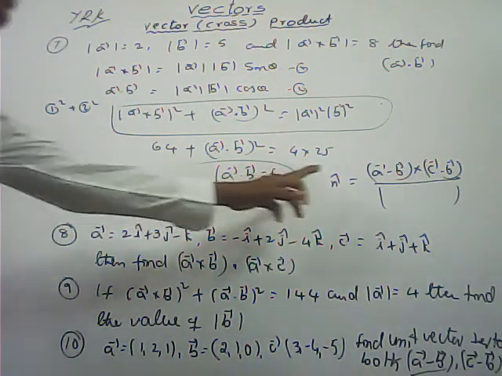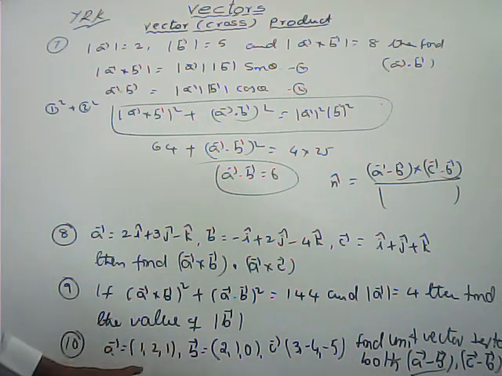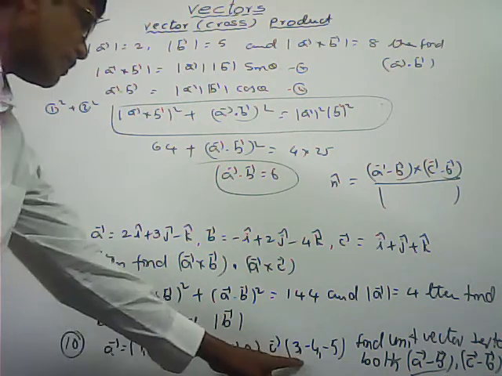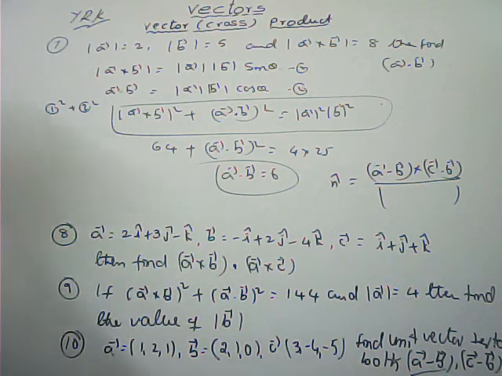Now A bar minus B bar we can find, that is minus I cap plus J cap plus K cap, and C bar minus B bar we can also write down as I cap minus 5 J cap minus 5 K cap. Then find the cross product. You will get a vector only. That vector upon its modulus is the unit vector perpendicular to both A bar minus B bar and C bar minus B bar. This one you can practice. Complete the solutions.